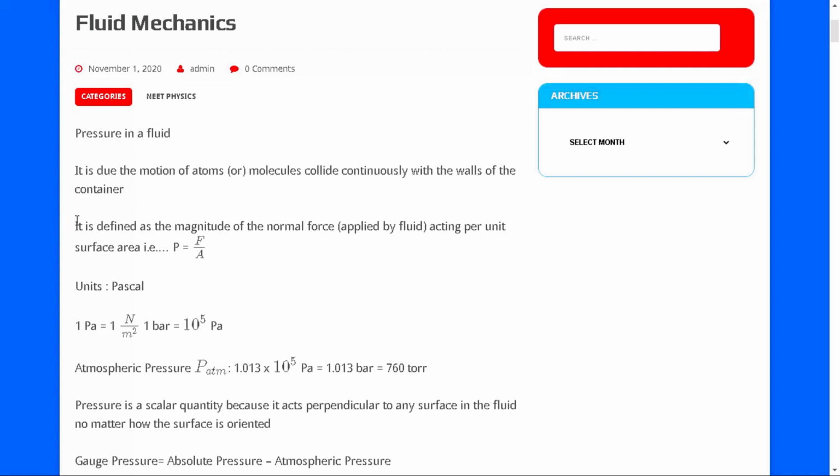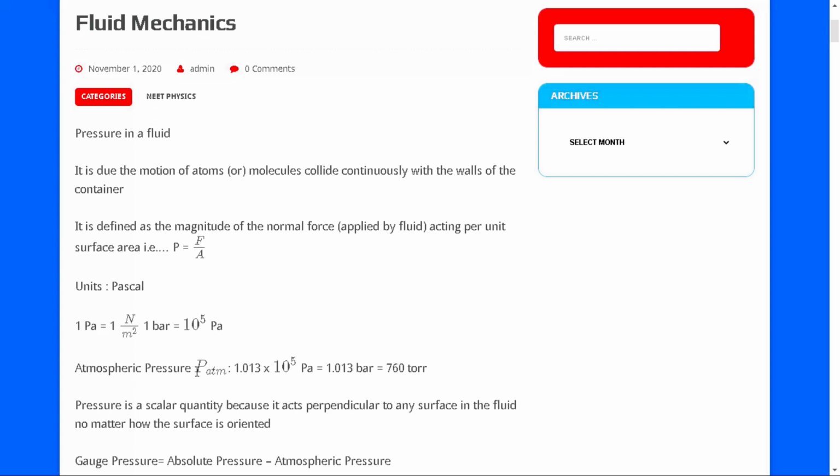Pressure is defined as the magnitude of the normal force applied by the fluid, as we have seen here, from the motion of atoms or molecules colliding continuously with the wall of the container, acting per unit surface area. The formula of pressure is force upon area. The unit is Pascal, and 1 Pascal is equal to 1 Newton per meter square. Next, 1 bar is equal to 10 to the power of 5 pascals.